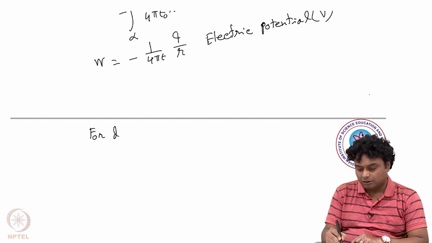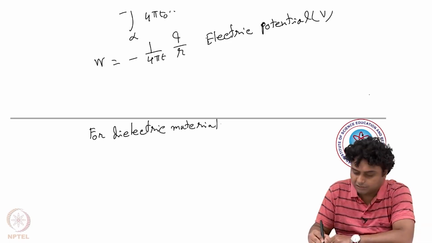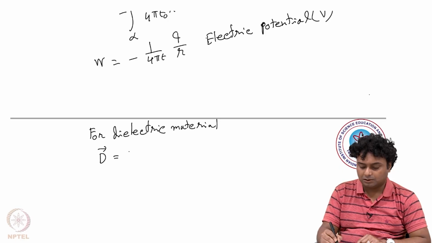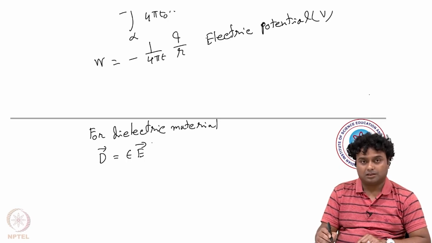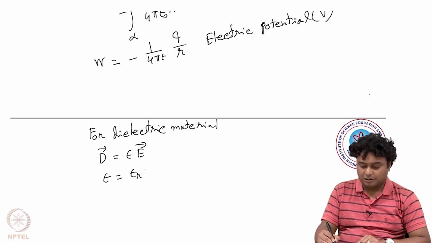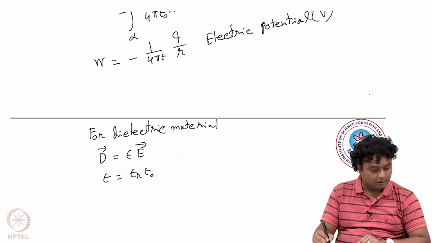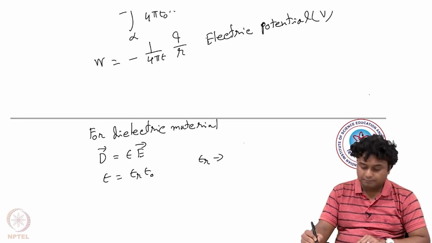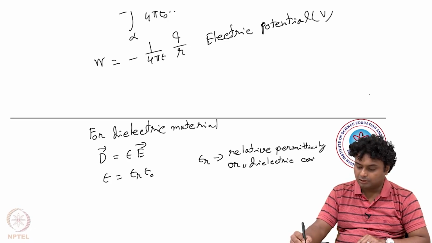So for a dielectric material, if we consider the field inside as D, the displacement field, then it is epsilon into the electric field outside, or the external applied electric field E. And this epsilon is equal to epsilon r into epsilon naught, where epsilon r is the relative permittivity, or relative dielectric constant.